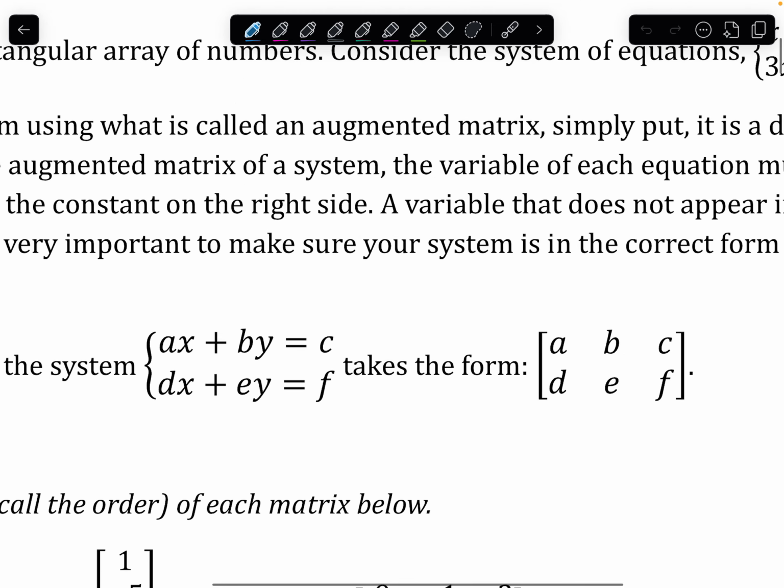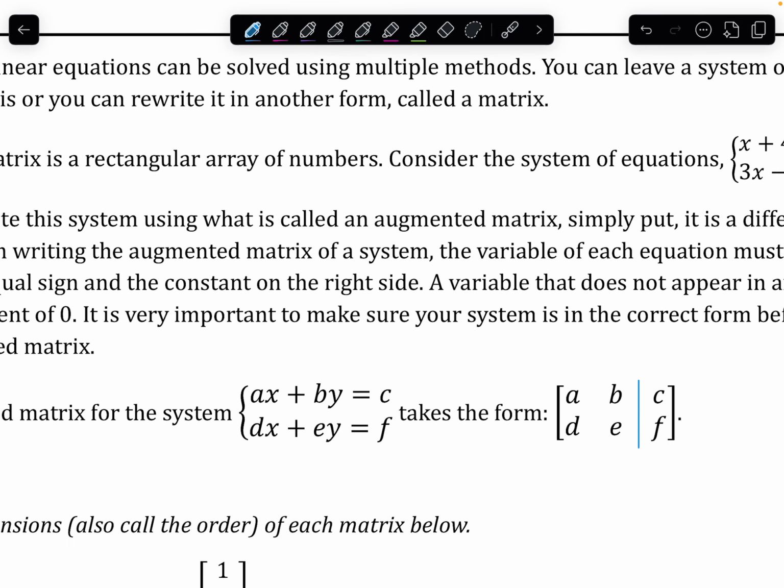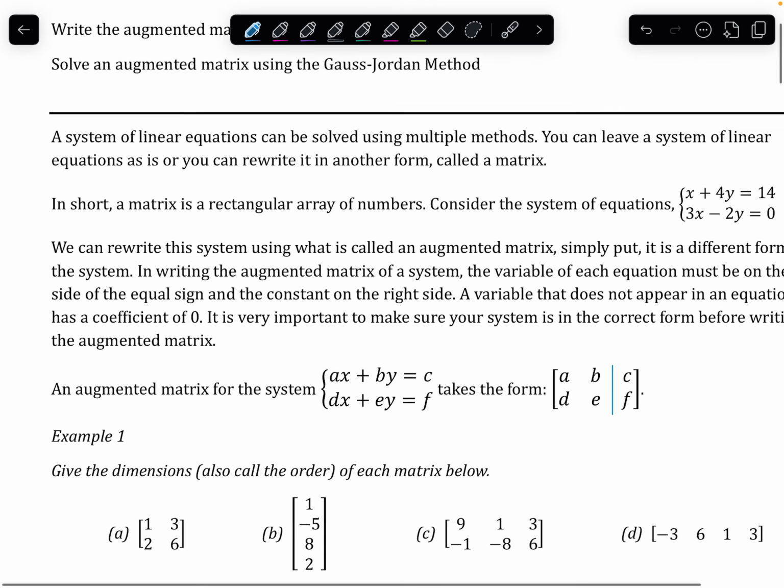to what's called an augmented matrix, which some books like to insert a vertical line right here to separate those constants from the coefficients of your variables. Completely up to you on whether or not you'd like that vertical line there.